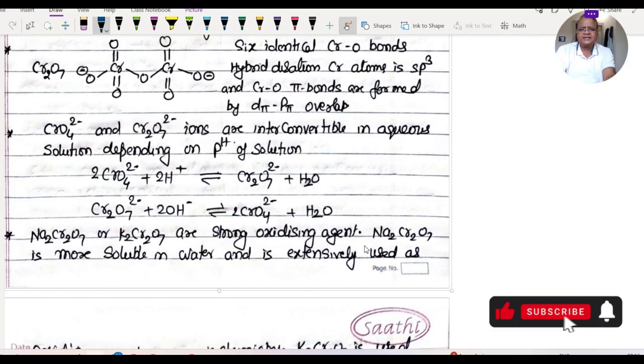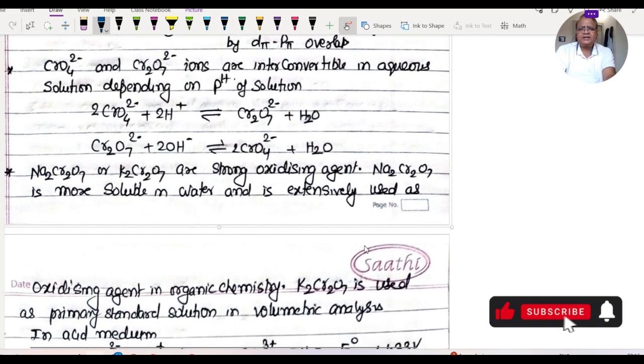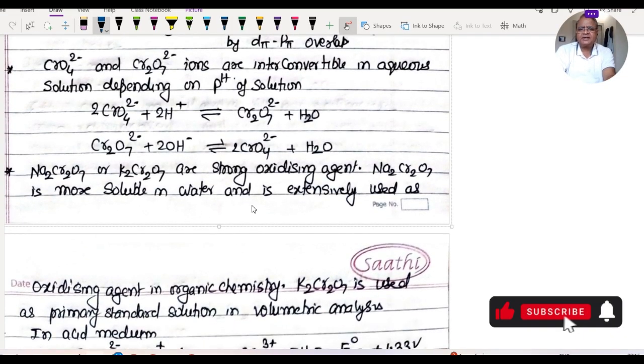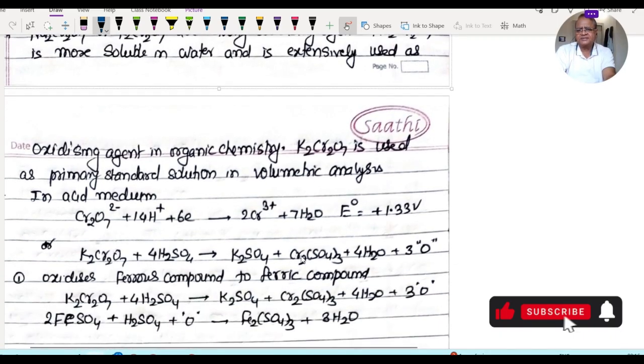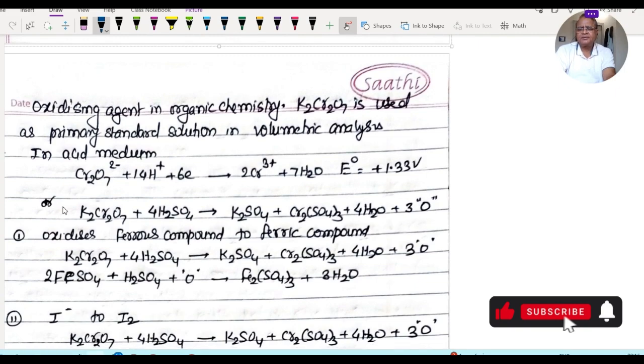Na2Cr2O7 is a strong oxidizing agent. It is more soluble in water and extensively used as an oxidizing agent in organic chemistry. K2Cr2O7 is used as a primary standard solution in volumetric analysis. K2Cr2O7 in acid medium is reduced to Cr3+, having E0 value 1.33 volt.